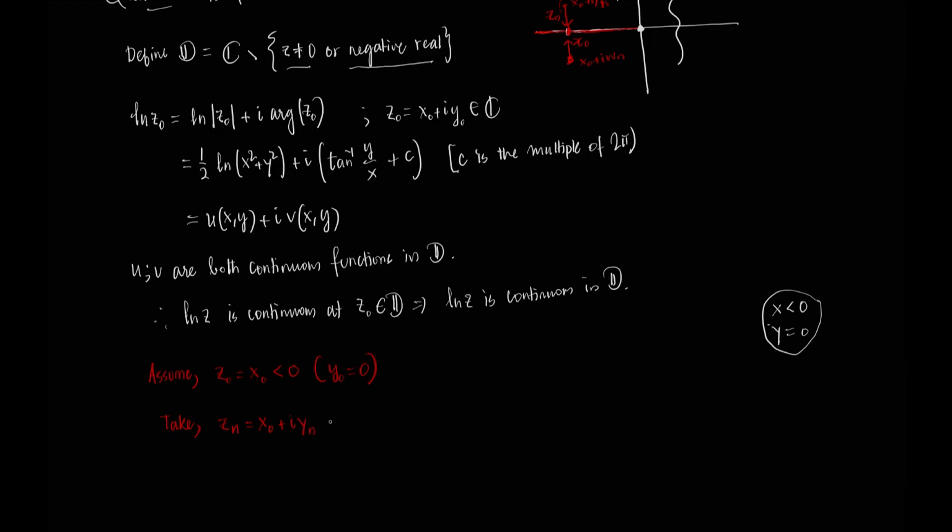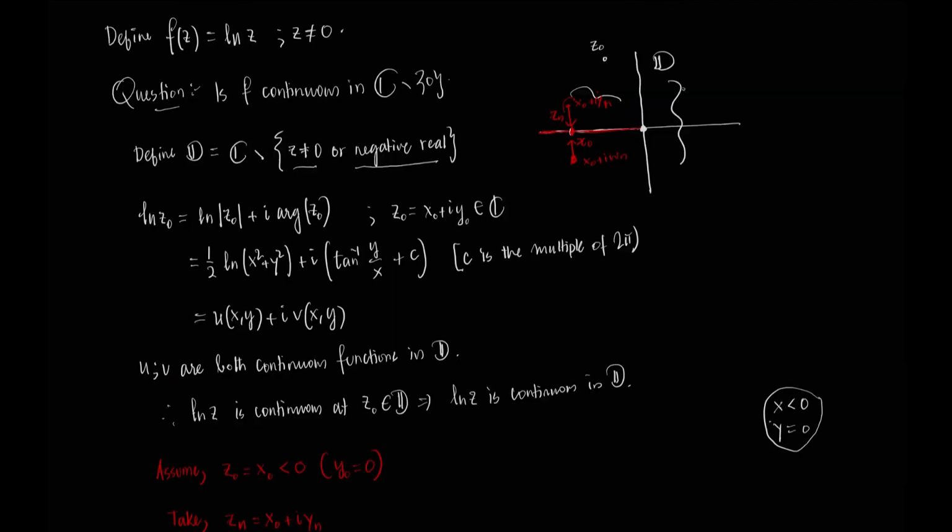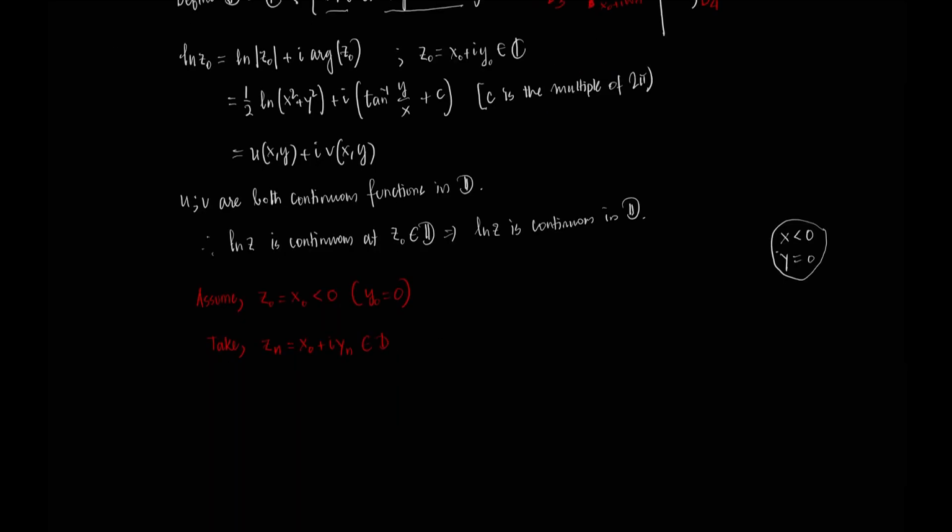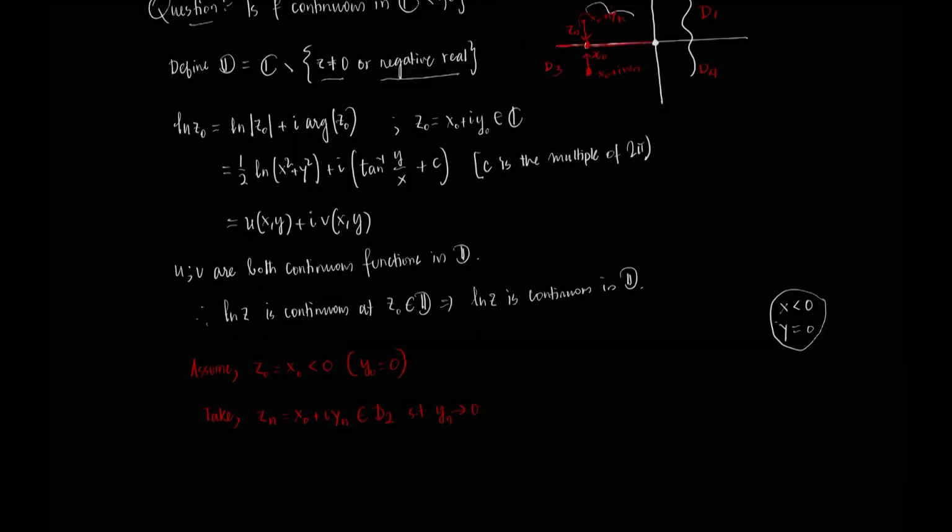Let's just call these D1, D2, D3 and D4. I am just defining the quadrants. So let's say this is in D2, such that yn goes to 0. You do realize that as yn tends to 0, that will imply that zn goes to x naught. Clear?